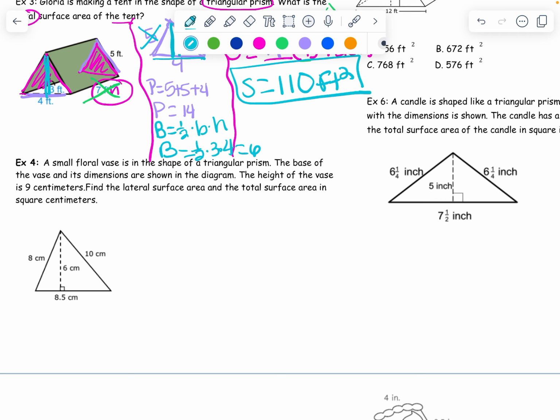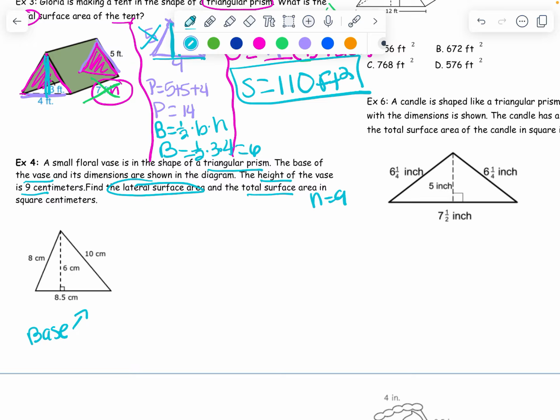All right, so a small floral vase is in the shape of a triangular prism. The base of the vase is shown below. So this is the base of the whole prism, okay? They drew the base, so I don't have to draw that part. The height is 9, so I'm going to write that down. Find the lateral surface area and then the total.